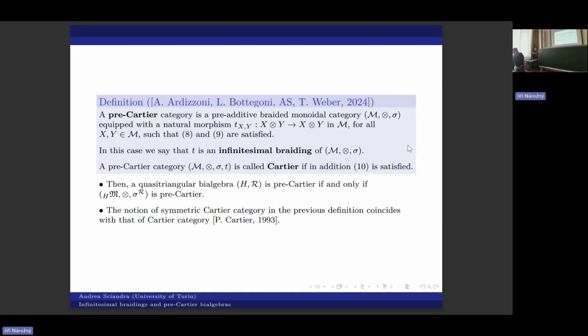Okay, so this is the notion of pre-Cartier, and when the category is symmetric and it is also Cartier, we recover the notion of Cartier category or infinitesimal symmetric category.